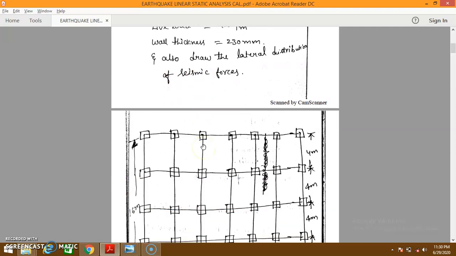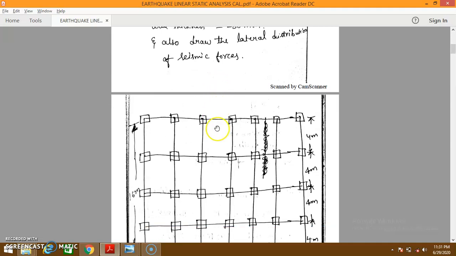What is base shear? We already know. Base shear is nothing but the total seismic weight of building. Base shear is nothing but the total floor wise lateral forces, the summation of all the lateral forces of each floor. Okay. In the last video we already discussed the base shear.